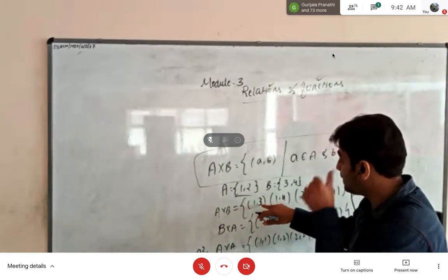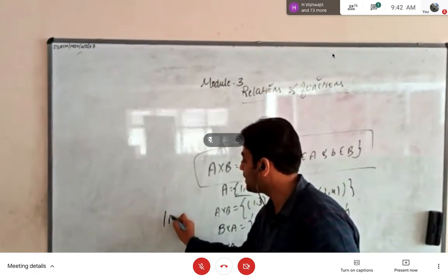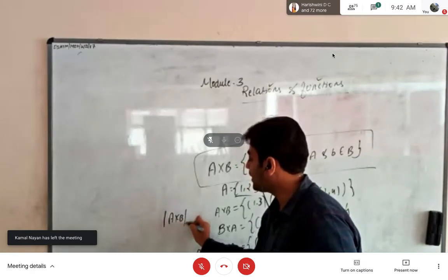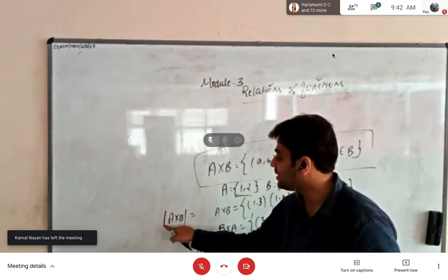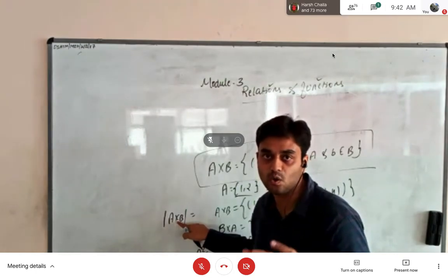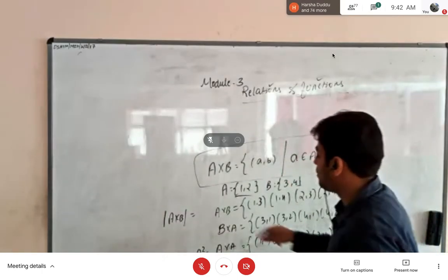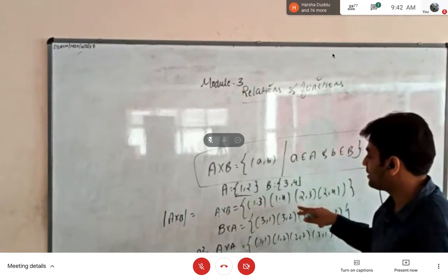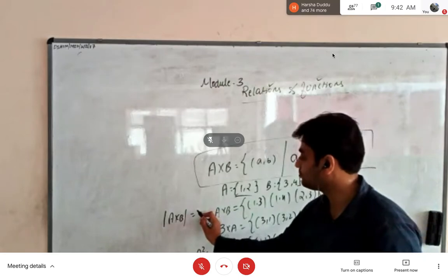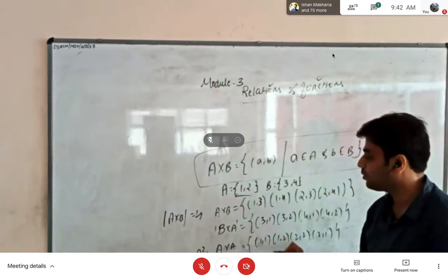If I have to find the number of ordered pairs in this Cartesian product, that is denoted as the cardinality of A cross B. If I write the cardinality symbol here, you should not talk about the elements present, rather you have to speak about the total number of ordered pairs. So what is the cardinality of A cross B here? It is 4. And what is the cardinality of B cross A? Again, it is 4.